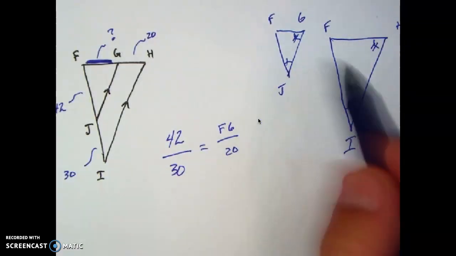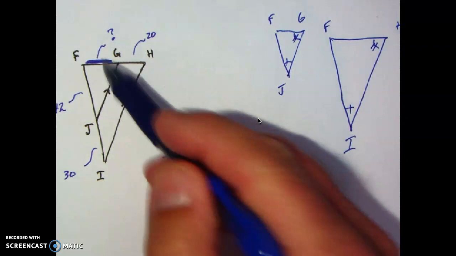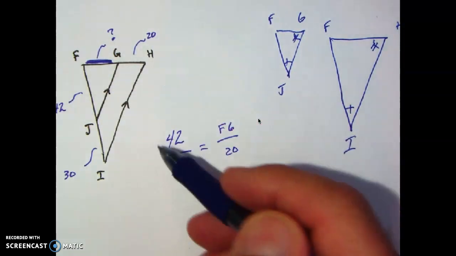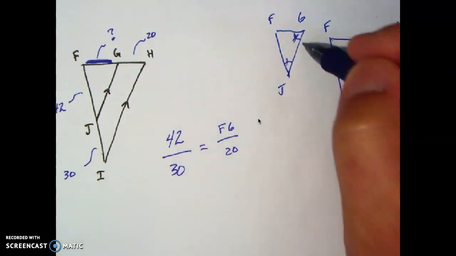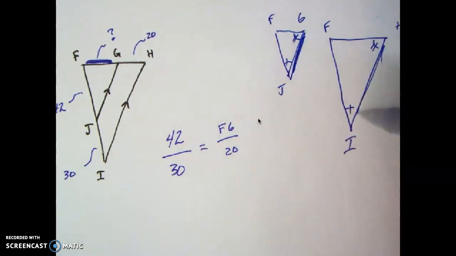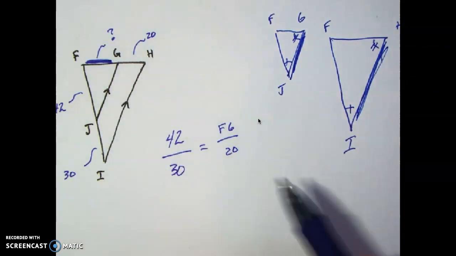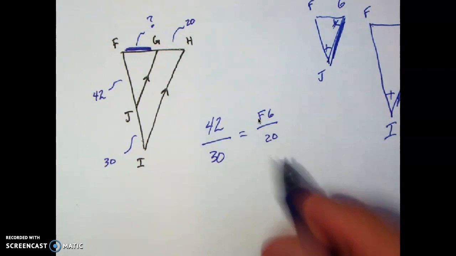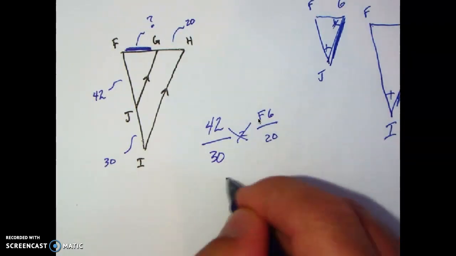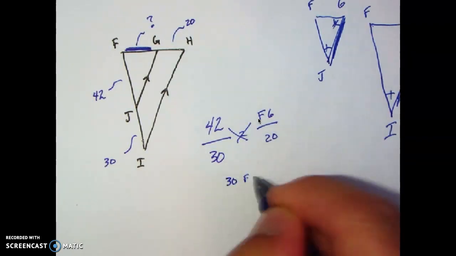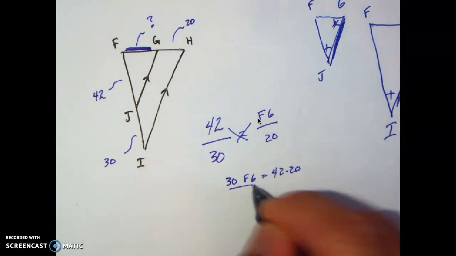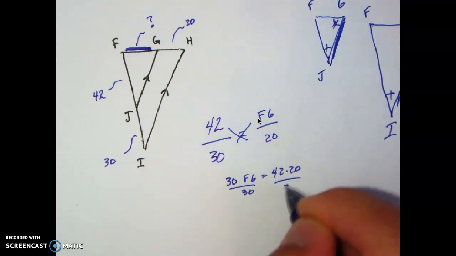So we could either use the entire triangles here and separate them out that way, but if we're looking for the sides that are being cut by the parallel lines, then we have this shortcut. If we were looking for these sides that are those parallel lines, we would have to separate it into these two triangles. But in this case, cross multiply, so we have 30 times our segment FG is equal to 42 times 20. Divide both sides by 30.